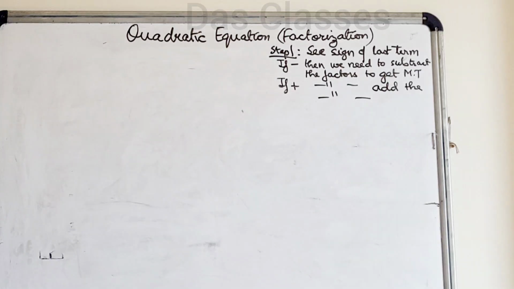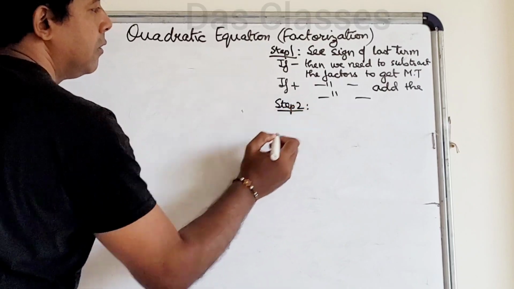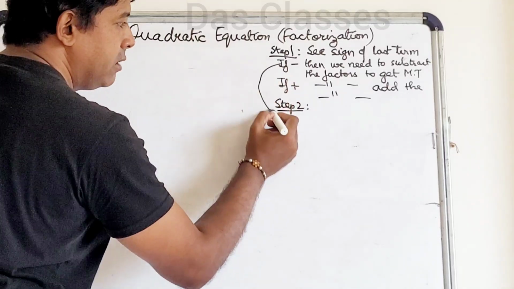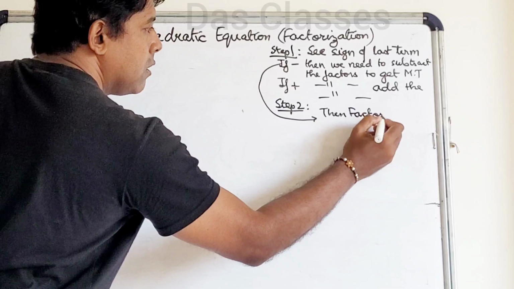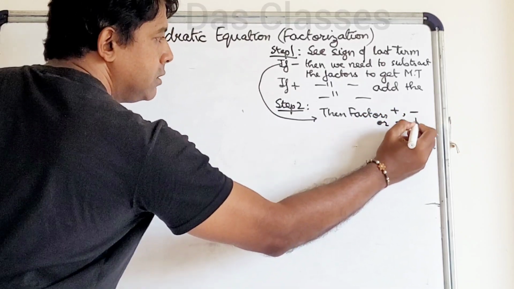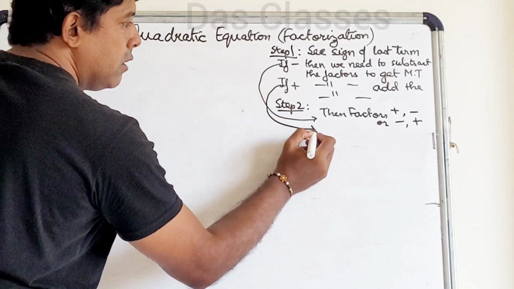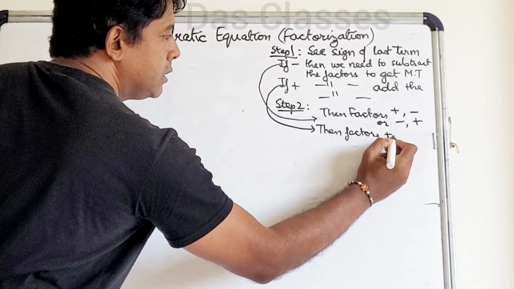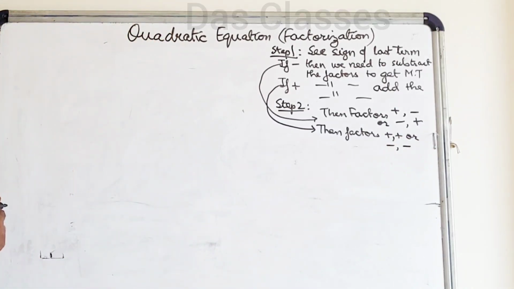Once we know the factors, step 2 is putting the signs to the factors. Now, if the last term was minus, then the factors will have signs plus minus or minus plus. And if the last term was plus, then the factors will have signs plus plus or minus minus. As we do the sums, you'll understand better.